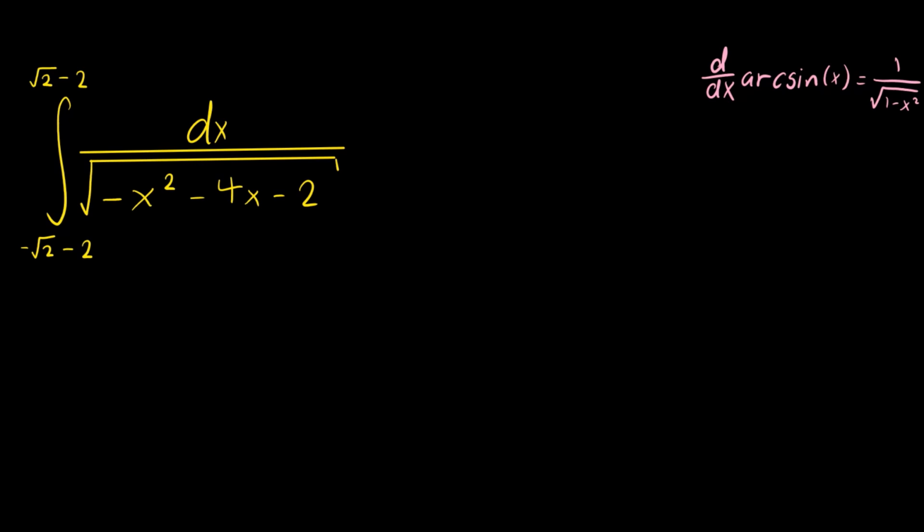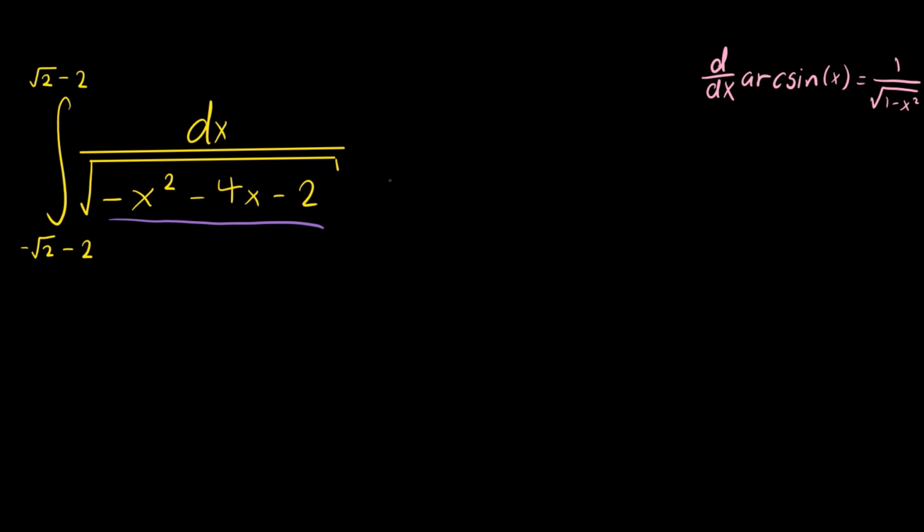So here we have the integral from negative square root of 2 minus 2 to positive square root of 2 minus 2 of dx divided by the square root of negative x squared minus 4x minus 2. So here we see a quadratic inside a square root on the denominator, and if you remember taking the derivative of arcsine, we do end up with a quadratic inside a square root on the denominator. So that means if we can somehow write our integral in that form, we'll get a pretty nice solution.